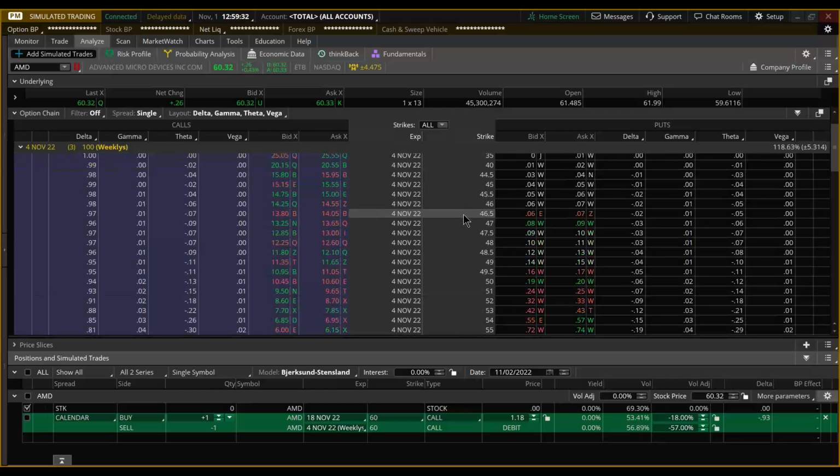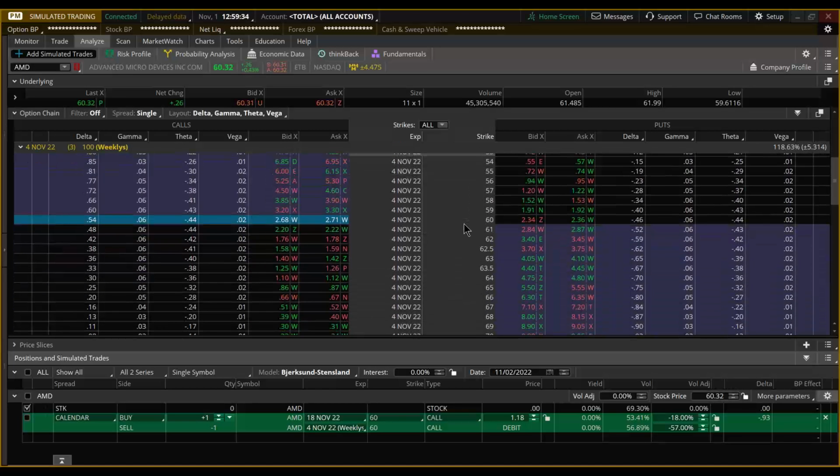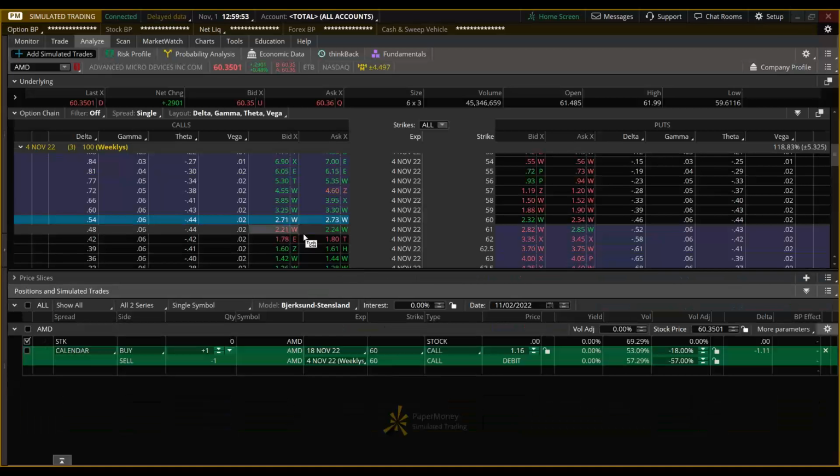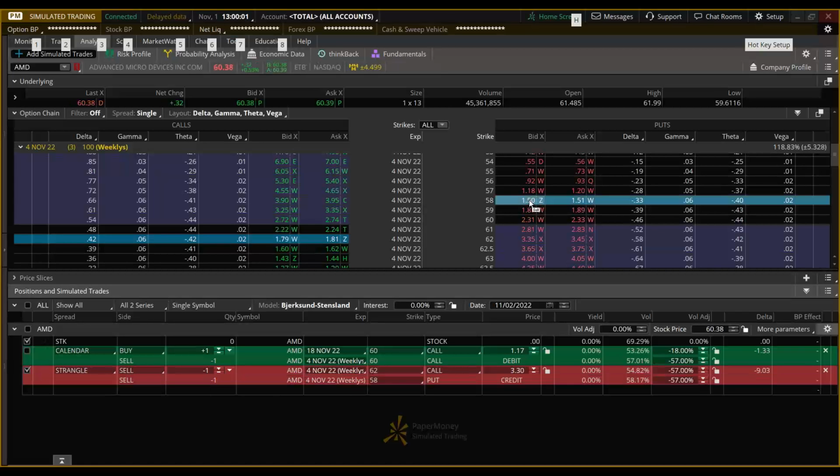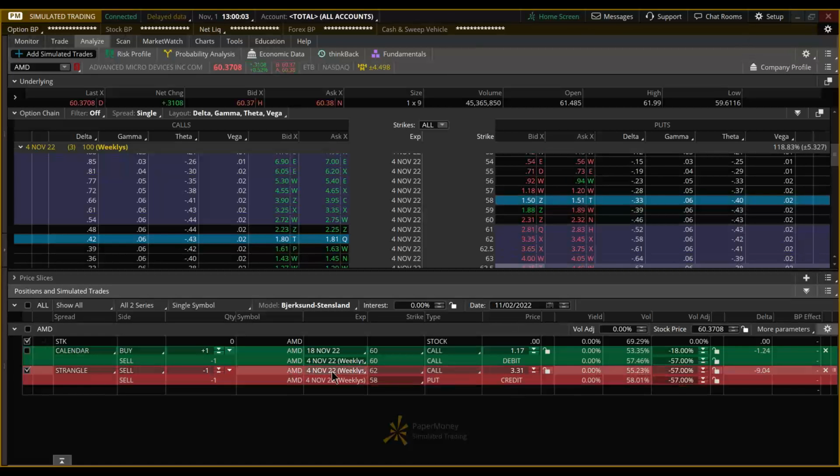So let's go to the November 4th. Let's do a double diagonal. Let's go out $2, let's go to the 62. Let's sell the 62. I'm going to model up a different trade here now. Watching down below, you'll see me model this trade up. I'm going to sell the 62. I'm going to also sell the 58. So right now I've sold, I held down the control key in order to create this into one trade.